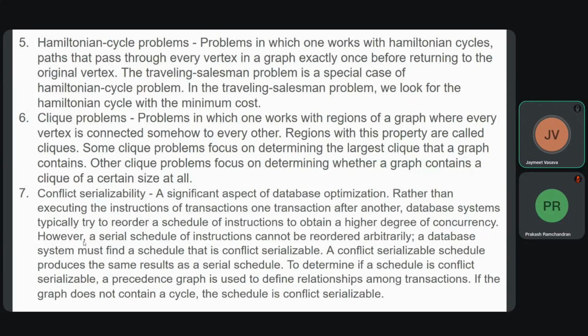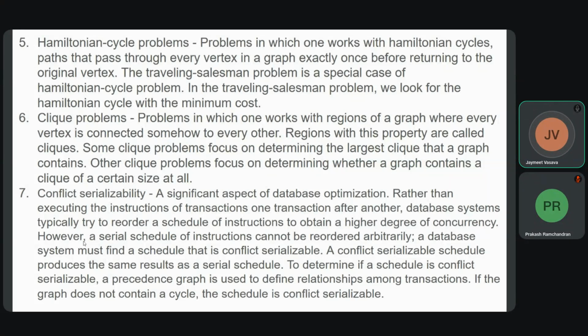As mentioned before, in the traveling salesman problem, we look for the Hamiltonian cycle with the minimum cost. Then there are clique problems, in which one works with regions of a graph where every vertex is connected somehow to every other. Regions with this property are called cliques, and some clique problems focus on determining the largest cliques that a graph contains. Other clique problems focus on determining whether a graph contains a clique of a certain size at all.